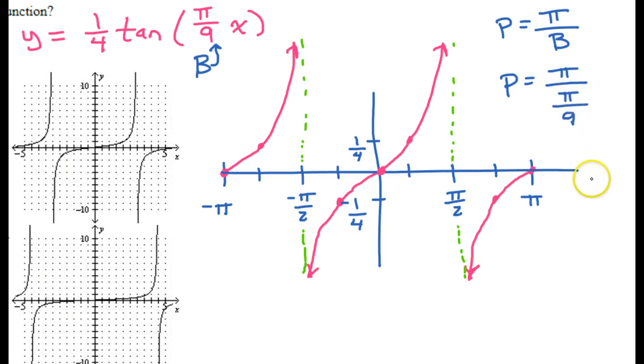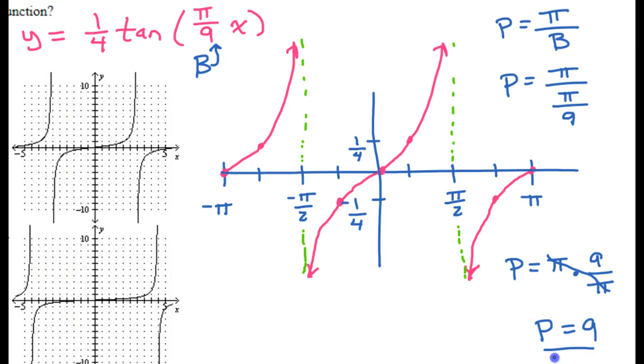Okay, well, how do you divide by a fraction? Well, hopefully you learned years ago that you need to multiply by the reciprocal. So this would be the same thing as pi times 9 over pi. And then these pi's are going to cancel out, so that leaves you with a period of 9.